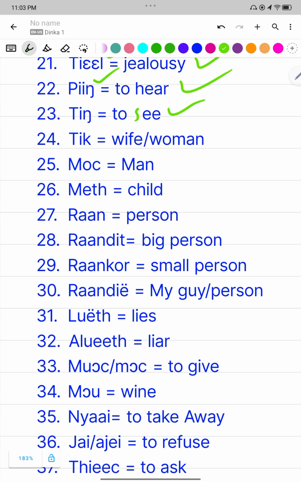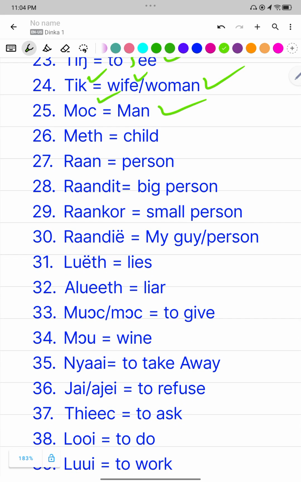Number 24, tik. Tik means wife or woman. Wife or woman is tik in Dinka. Number 25, muc. Muc means man. The other word related to muc means to shoot. In bamuc dang, I will shoot you with a gun. But muc means man. Another meaning is to shoot someone with a gun.